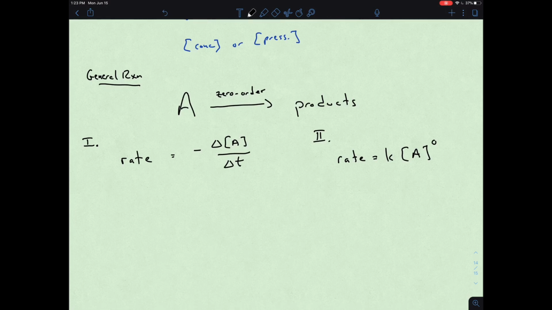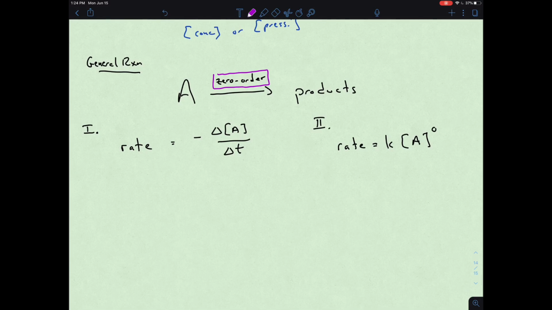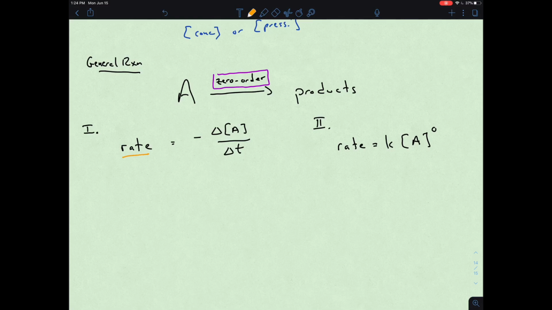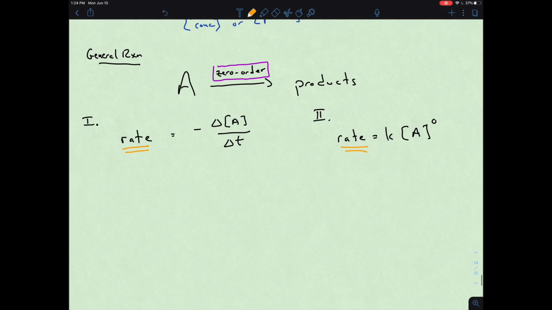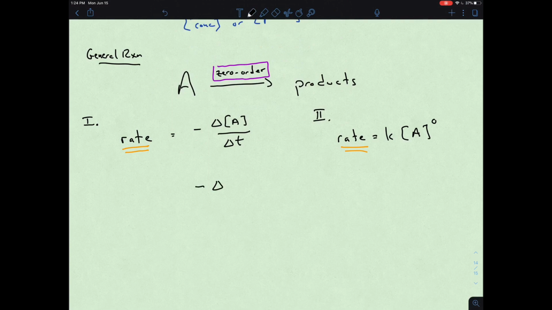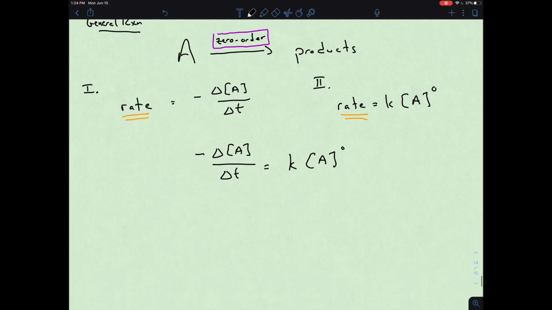So we have our general reaction, we have a zero order process, and we have these two ideas, and notice that our rates are both there, right? Meaning that we're talking about the same reaction. We should be able to set them equal to one another. Meaning the change in concentration of A over the change in time should be equal to our rate expression, little k times A to the 0 power.